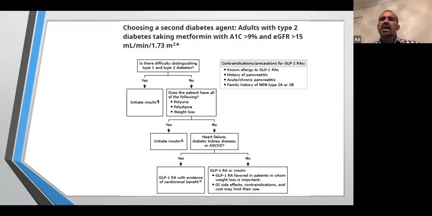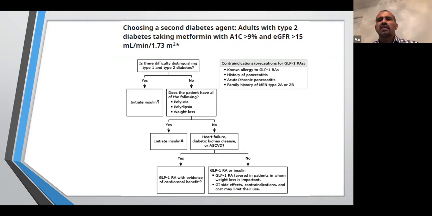This patient, after having metformin, still has A1C more than 9. If eGFR is more than 15, let's screen the patient for polyuria, weight loss, and polydipsia. If the patient still has all of these, we will initiate insulin and calculate ASCVD, heart failure, and diabetic kidney disease risk. Polyuria and polydipsia essentially say that the patient is probably going to go into ketosis.